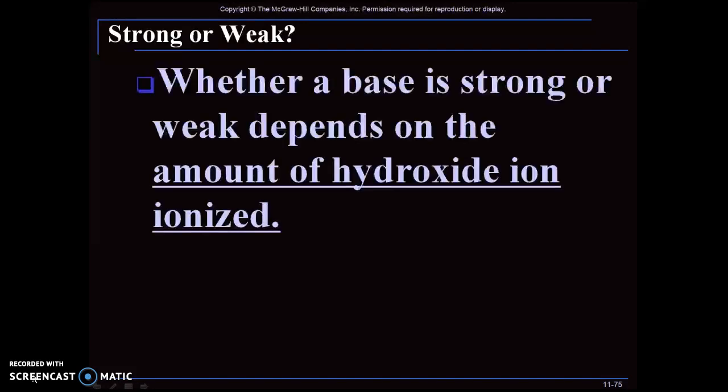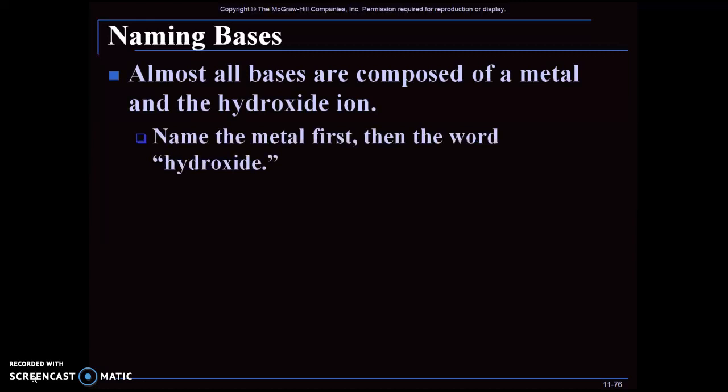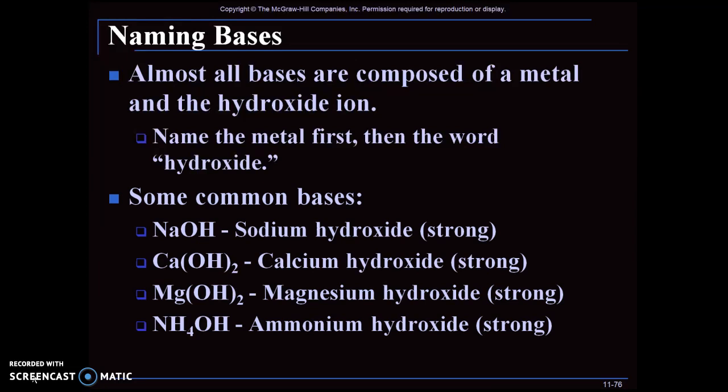Strong or weak: whether a base is strong or weak depends on the amount of hydroxide ionized. And naming the bases. Almost all the bases are composed of a metal and a hydroxide ion. So we name the metal first, then the word hydroxide. Some examples are sodium hydroxide, calcium hydroxide, magnesium hydroxide, ammonium hydroxide. As you can see, the metal goes first and then the hydroxide as the second word. So this is how we name the bases.